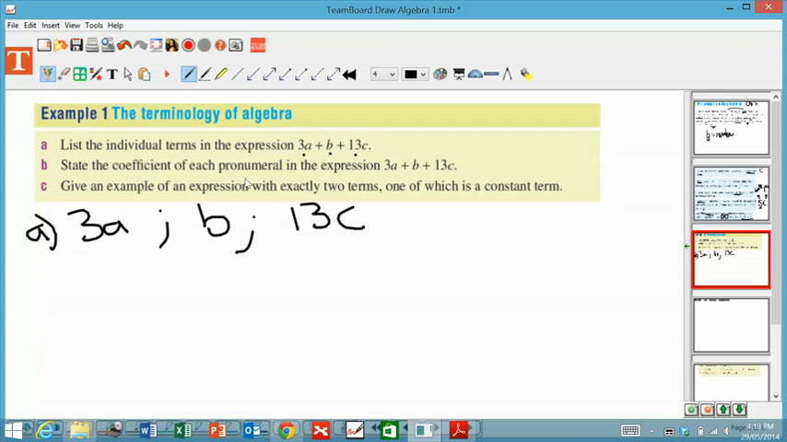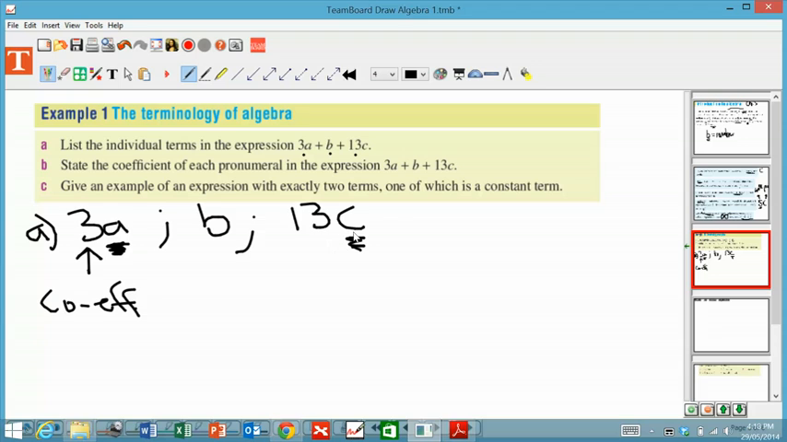State the coefficient of each pronumeral in this expression of 3a plus b plus 13c. What are our pronumerals? Which one of these are our pronumerals? Here you've got a is a pronumeral and c is a pronumeral. And what's the coefficient? It is the number in front of the letter. So the coefficient of the pronumeral a is 3. That is the coefficient.